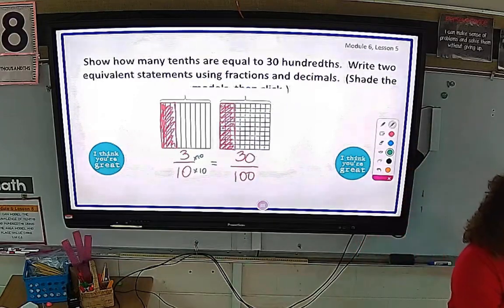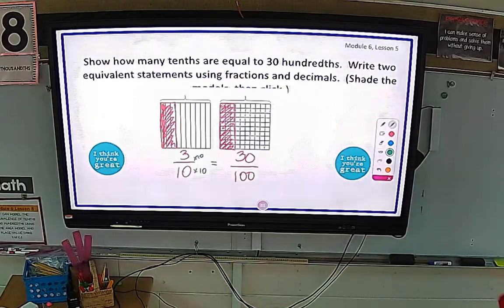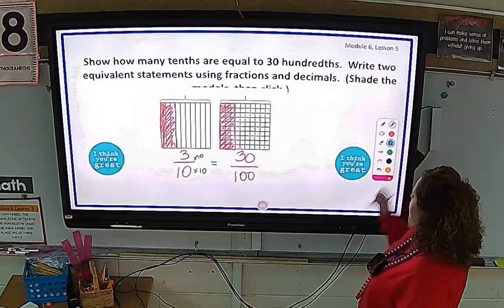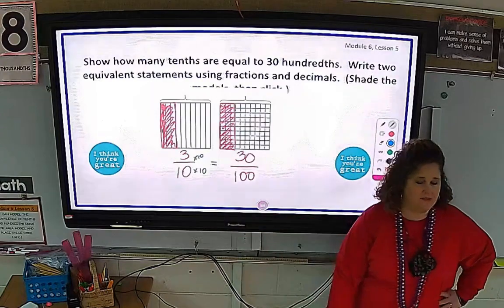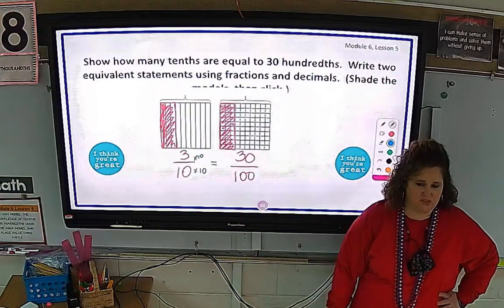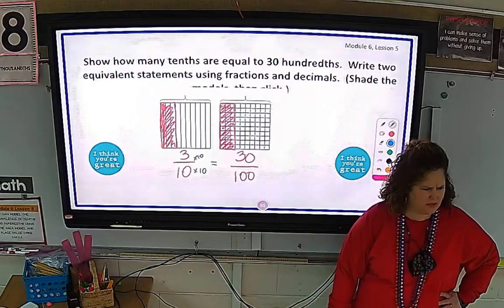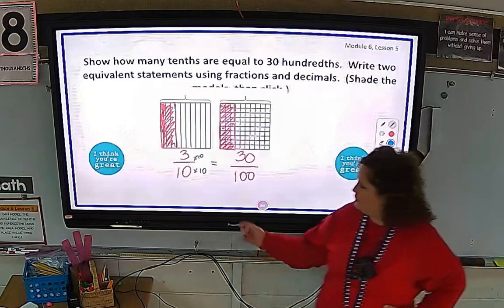I needed you to write this as decimal form because our directions do mention that. What is 3/10 as a decimal? What does it look like? Ishmael, what does it look like? 0.3.